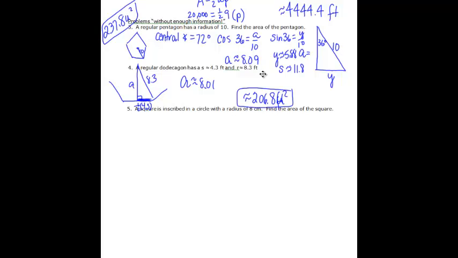206.8 feet squared. In the last problem, it's a square inscribed in a circle, so you can just use your special right triangles there, and you should get an apothem of 4 radical 2, and the side length would be 8 radical 2, and so I should get 128 centimeters squared.